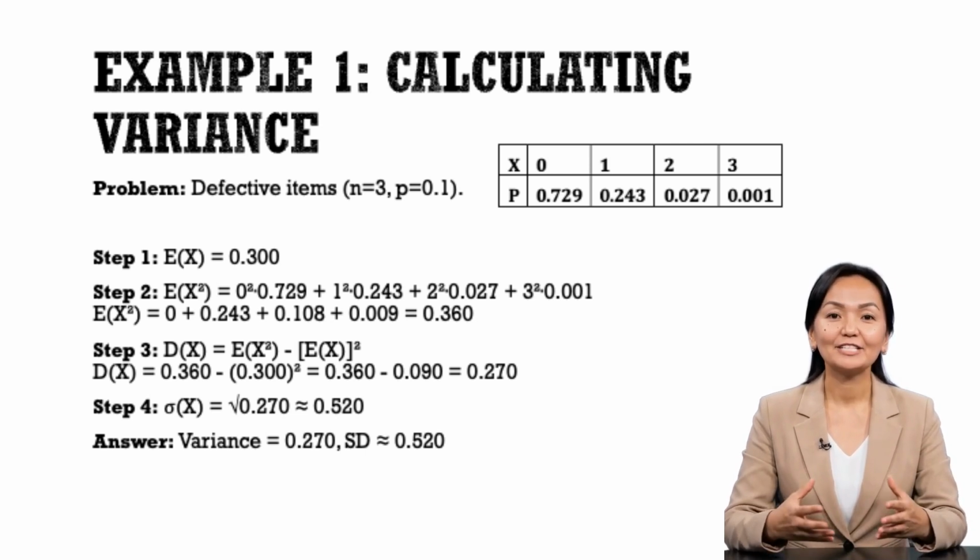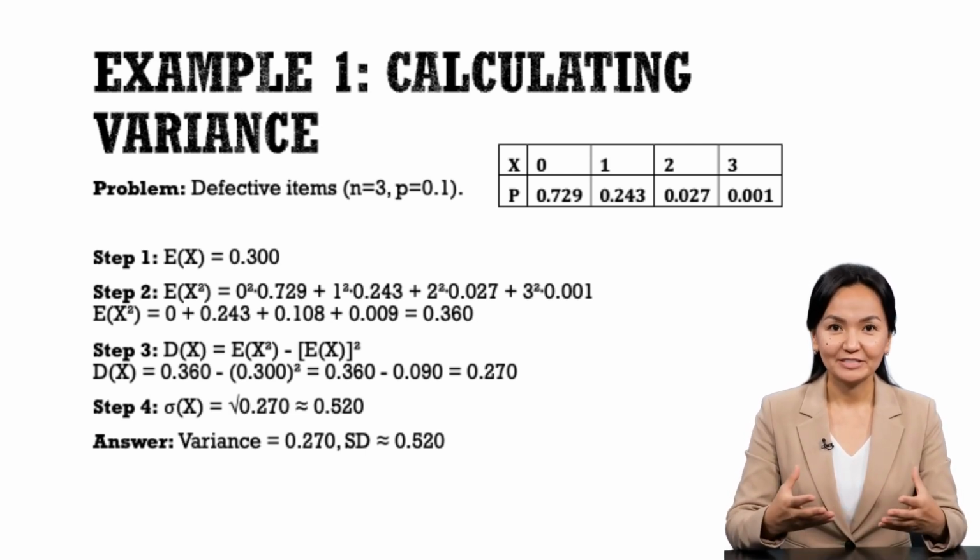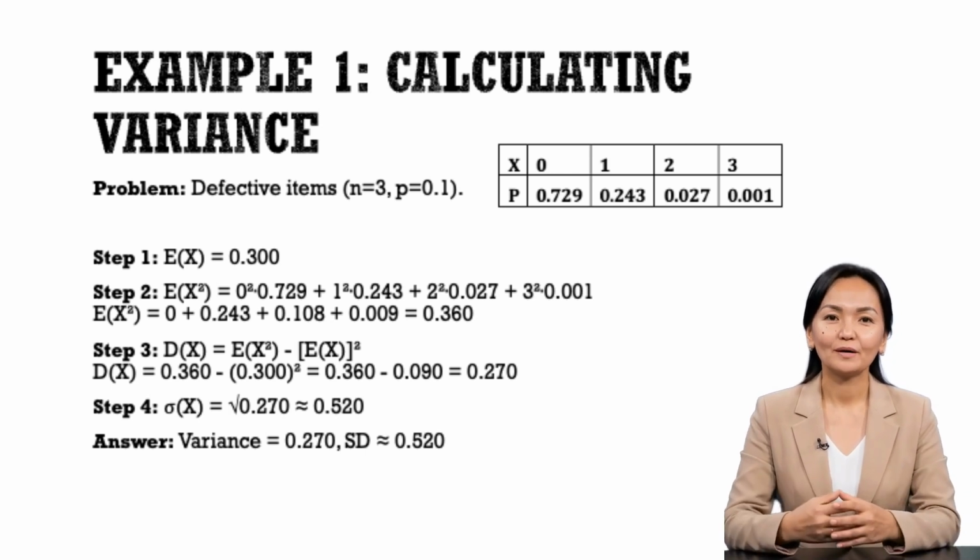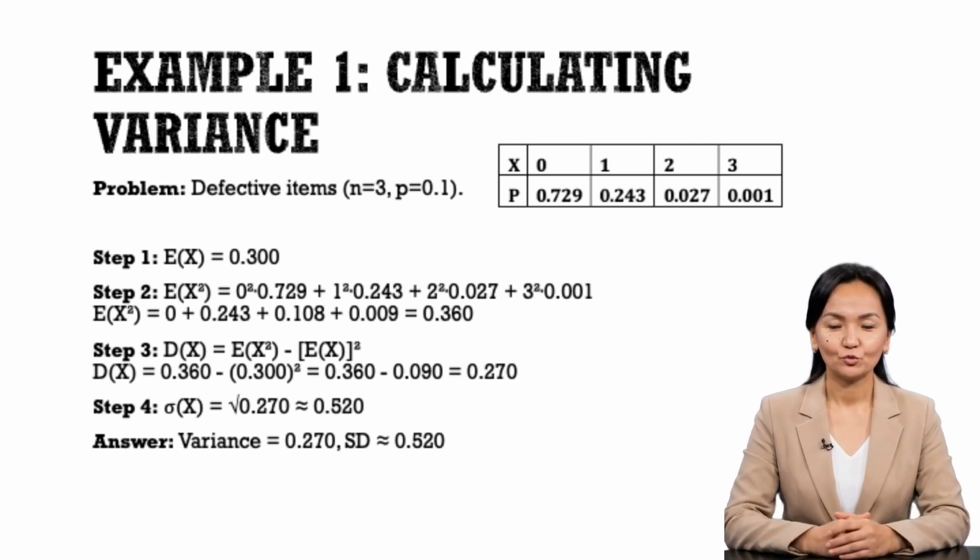Calculate the standard deviation. The standard deviation is the square root of 0.270, which is approximately 0.520. So we have variance 0.270 and standard deviation approximately 0.52. This tells us that the typical number of defective items in a sample of 3 is about 0.3, and values typically deviate from this mean by about 0.52 items.